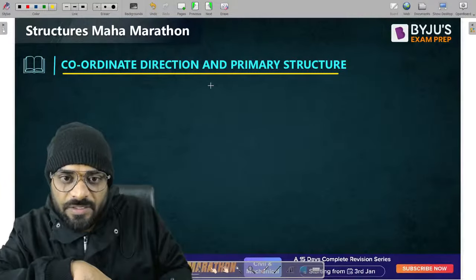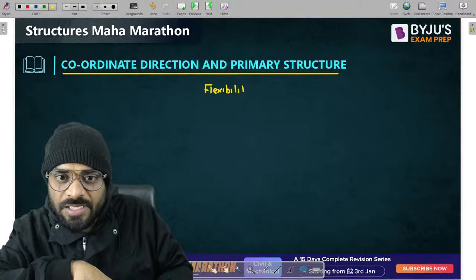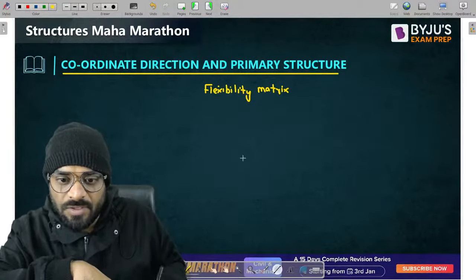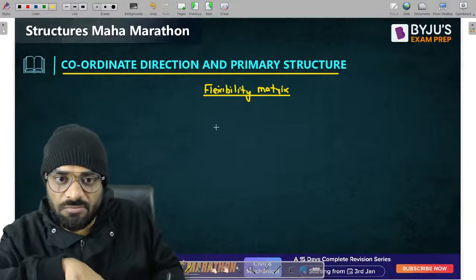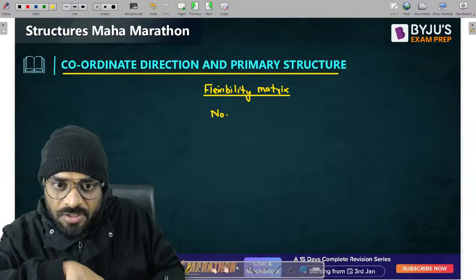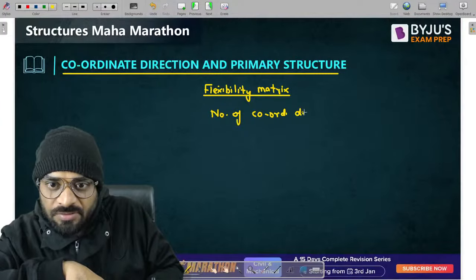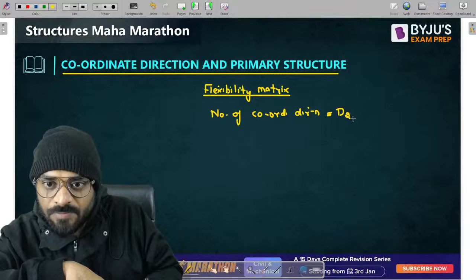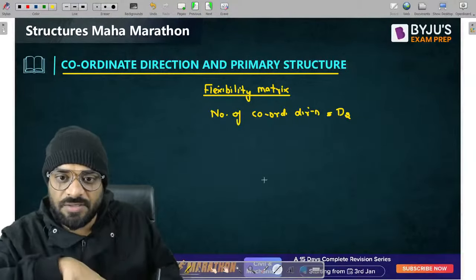Now guys, the coordinate direction and the primary structure are very simple. Listen guys, there are two approaches. One is the flexibility matrix. In the case of the flexibility matrix, please remember the number of coordinate directions is equal to Ds, the static indeterminacy. So let's understand.